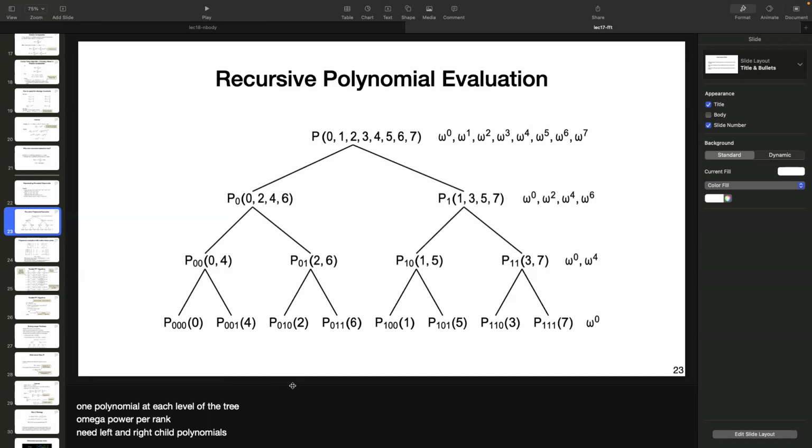And then you recurse again, and P0 gives rise to its own even and odd. P0,0 is even-even, and P0,1 is even-odd. And then you keep going down from there. And so there's only 8. The last level, you can represent as bit streams, where 1 means that you are odd at that level, and 0 means that you are even at that level. And you can evaluate all the leaves in parallel, and then go up the tree.